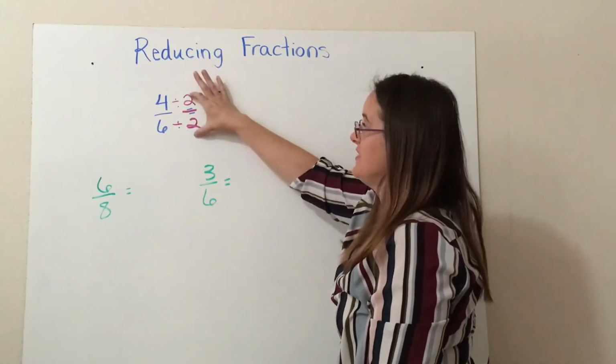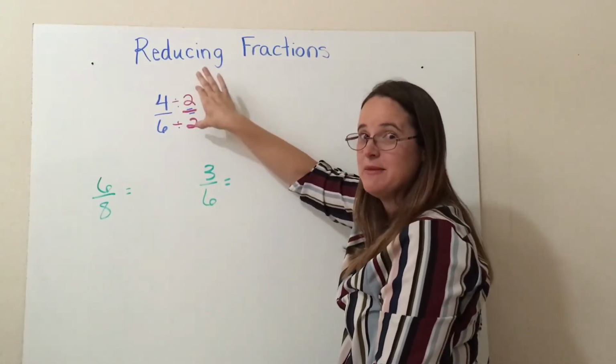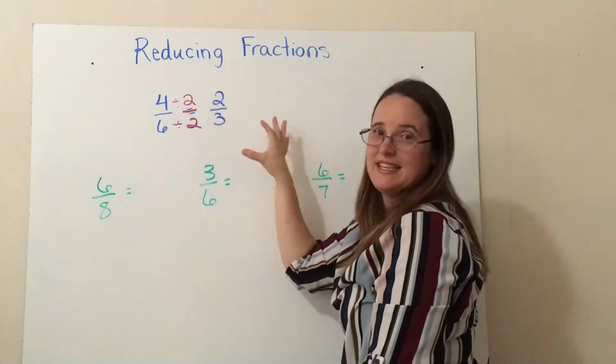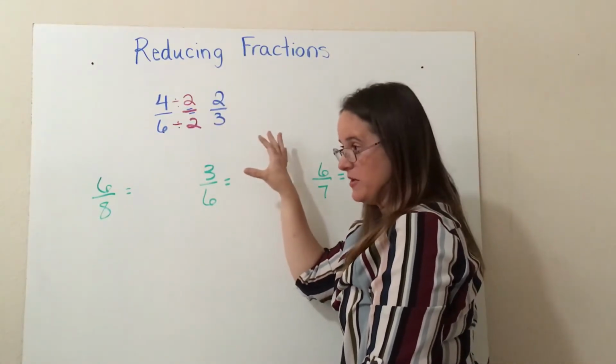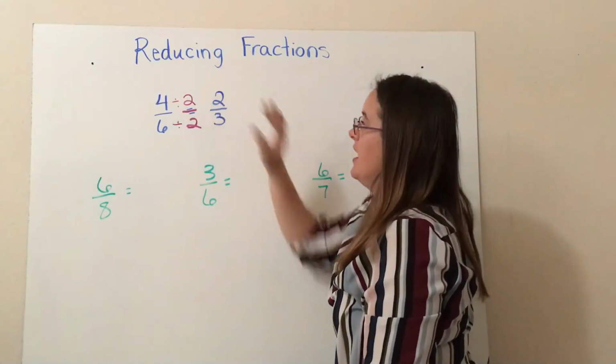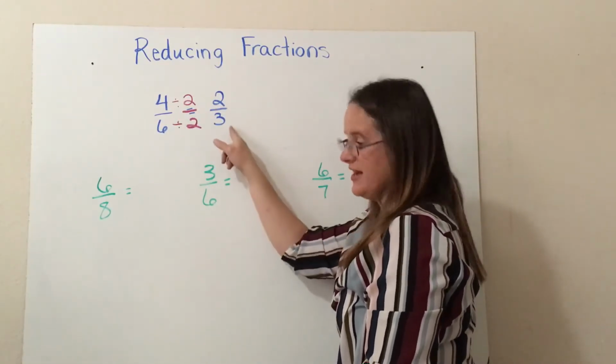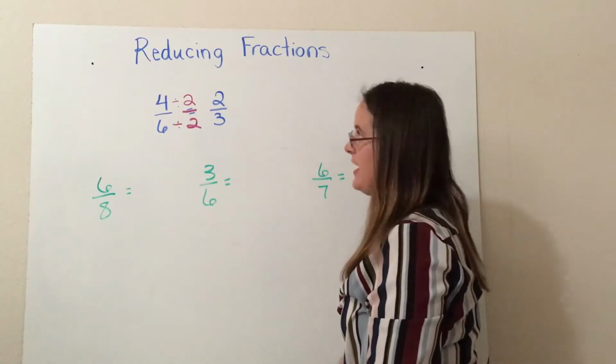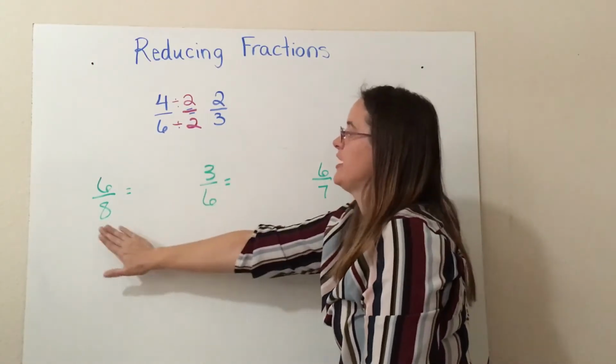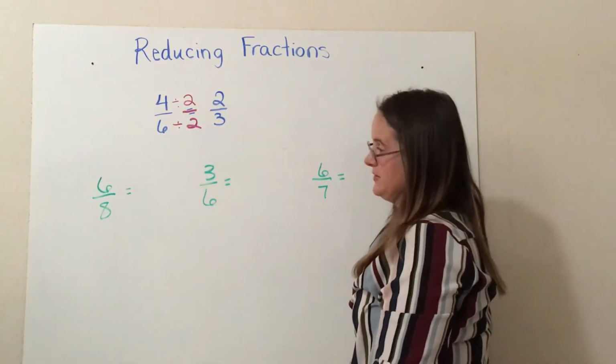You have to divide top and bottom by the same exact number, or else you don't end up with an equal equation, okay? I couldn't divide this by 2 and then divide this by 3. I would not get an equal answer, okay? So, knowing that, we're going to try pen and paper for these 3 examples.